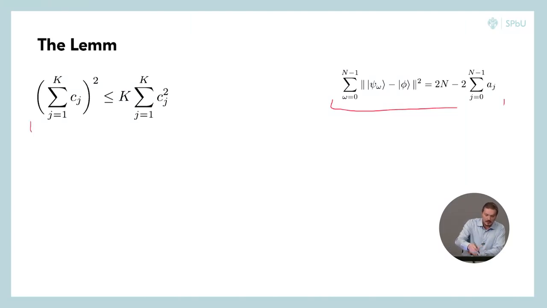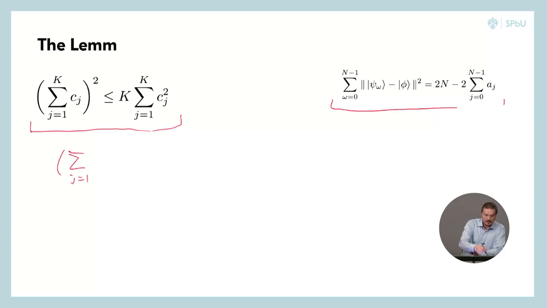Achievement here. And to go further, we are going to need a lemma, this lemma exactly. So we are going to prove that for any set of real numbers cj, this inequality holds. We are going to prove this like that.